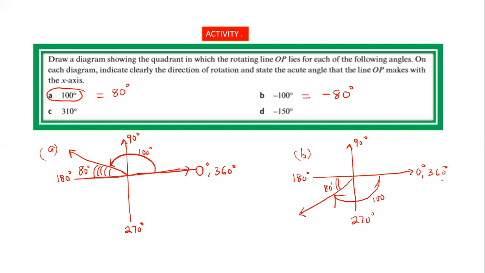Unless someone has a question, please ask. But in case you don't have a question, I'm waiting for the answers for part C and D. Yes, Baraka, don't forget to indicate that it is negative 80 because we are moving in the clockwise direction. So I'm waiting for your answers for part C and D. Type them in the chat. I'm giving you 2 minutes to do that.